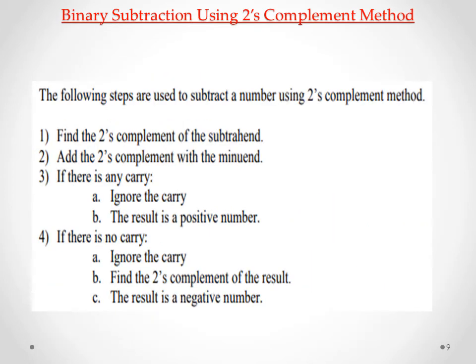The following steps are used to subtract a number using the 2's complement method. First, find the 2's complement of the subtrahend. Next, add the 2's complement with the minuend. Now, if there is any carry, ignore the carry. Then the result is a positive number. Next, if there is no carry present in the answer, then find the 2's complement of the result, and the result is a negative number.